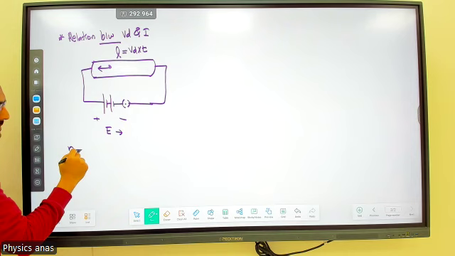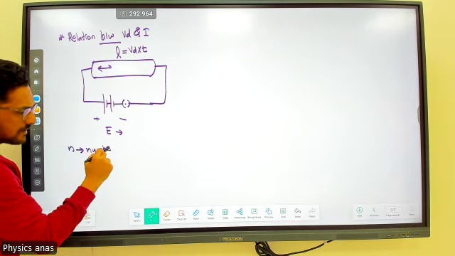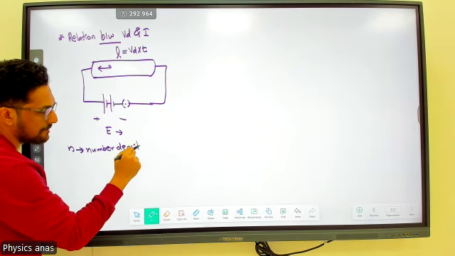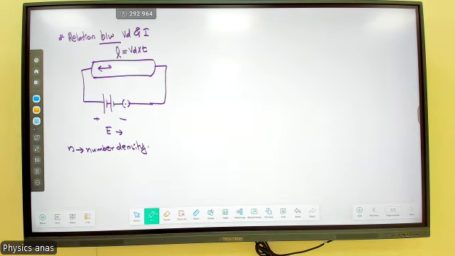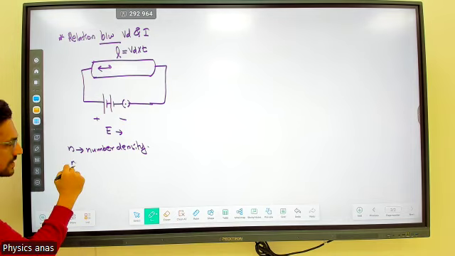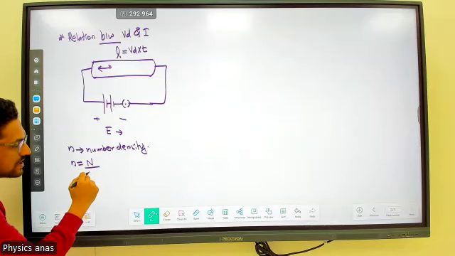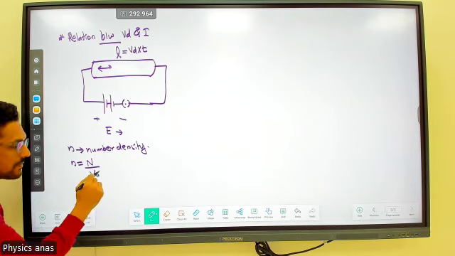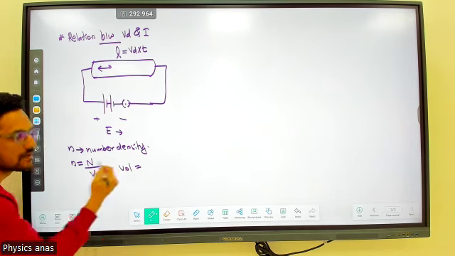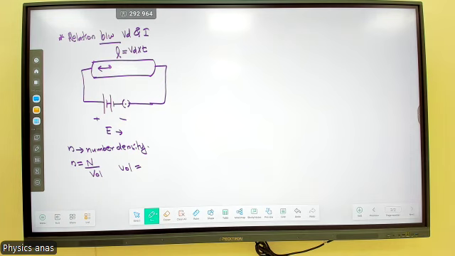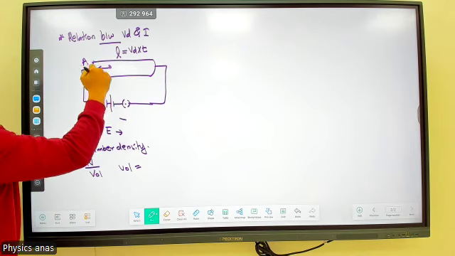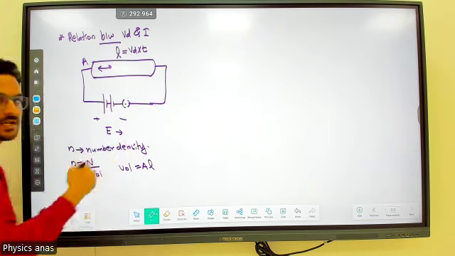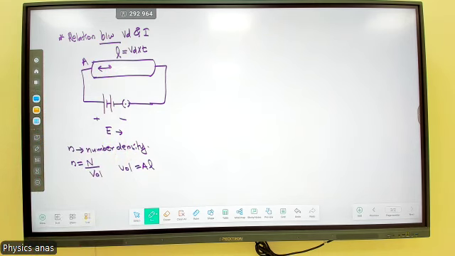Now we are starting from small n. What is small n? That's called number density: the number of electrons per unit volume. Small n is the number of electrons divided by volume. What is volume? This is the area. Area into length is volume.